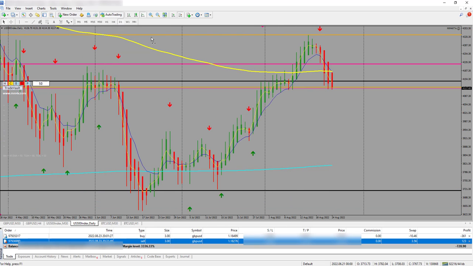I'm going to go to the daily time frame, okay? If this pair can stay below the super high of the month, it can actually come all the way down here near this moving average right here. Okay, let me put the Fibonacci tool on here.